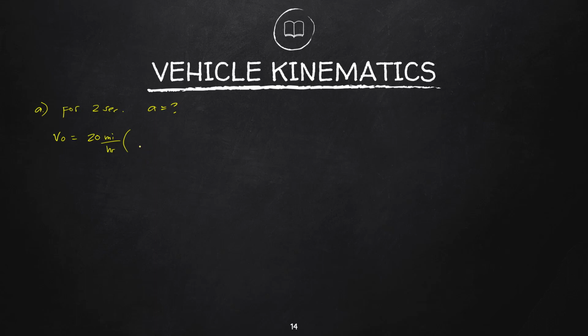For 1 mile, there are 5,280 feet, and for every hour, there are 3,600 seconds. Okay, so using our calculators, we can say that our initial velocity, or the original velocity, will be 29.333 feet per second.